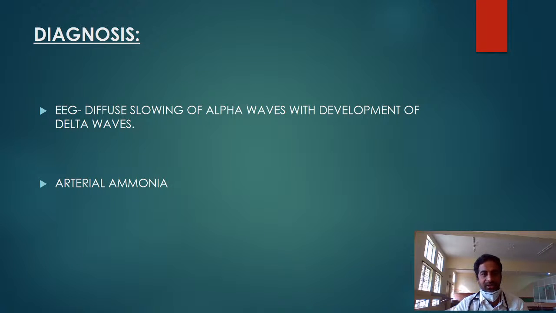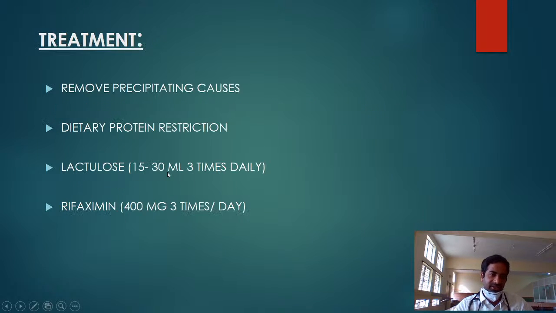Number connection test. Diagnosis: apart from clinical features, you have EEG. On EEG you see diffuse slowing of alpha waves with development of delta waves. So that's a sign of hepatic encephalopathy. And I've already told you, venous or arterial ammonia is raised.